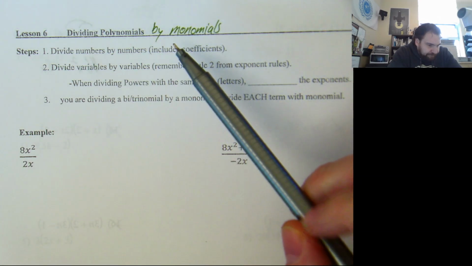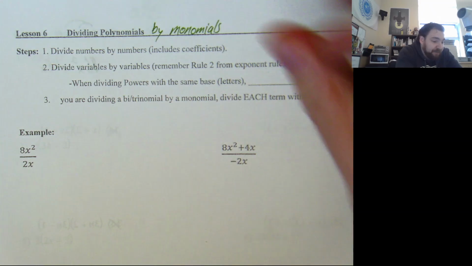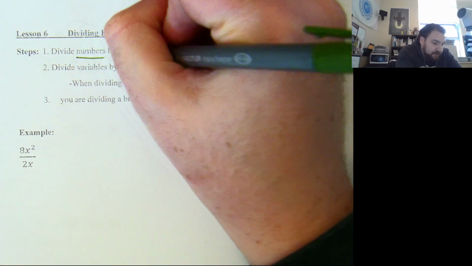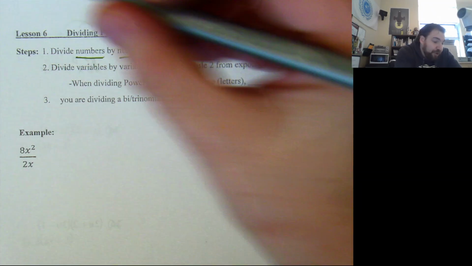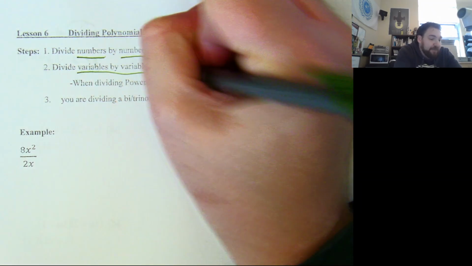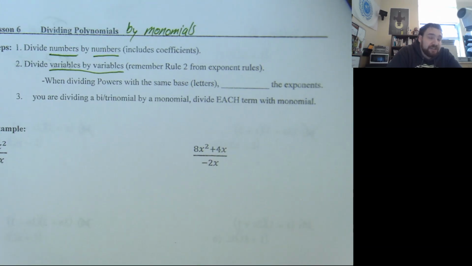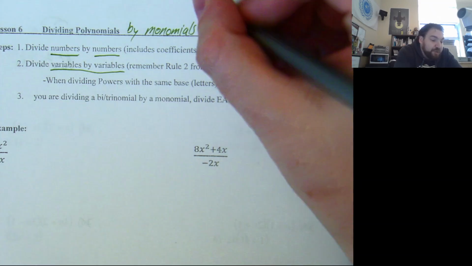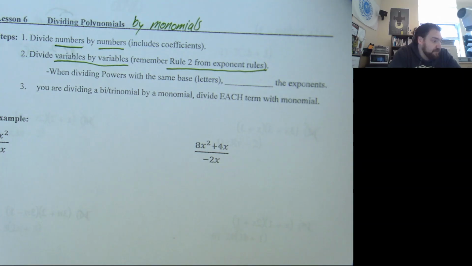What we want to do when we're dividing is, once we break this thing up, we're going to divide numbers by numbers. Obviously, we can't divide numbers by letters. So we're going to divide numbers by numbers. We're going to divide variables by variables. I'm marking your exponent test, and lots of you did this question properly using Rule 2 from the exponent rules.